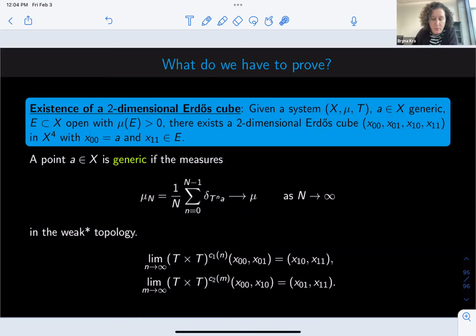So a point is generic with respect to the measure mu. It actually has to do with the measure that we care about, and this convergence happens in the weak star topology.